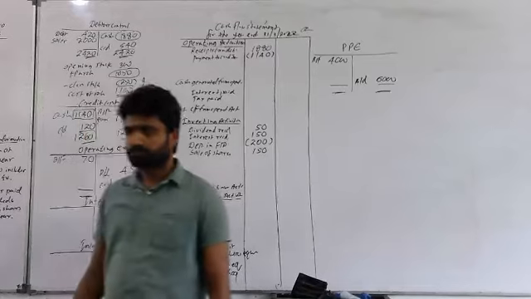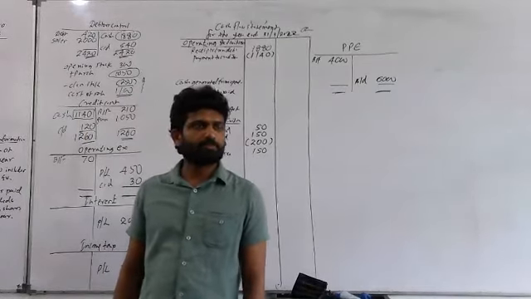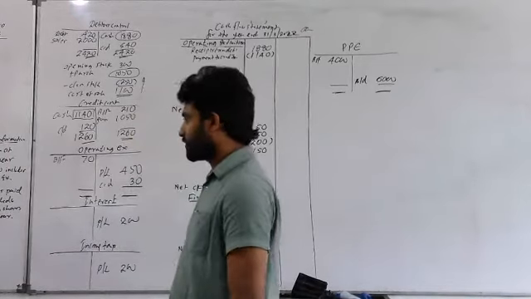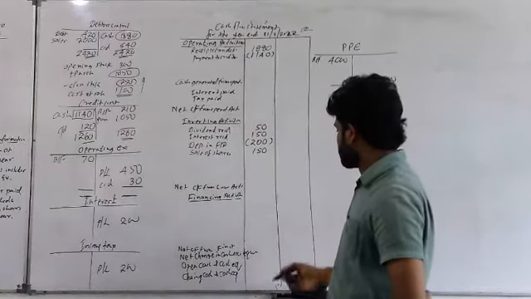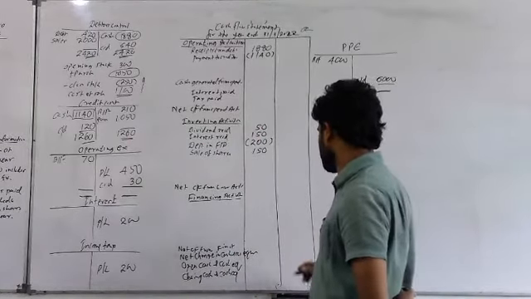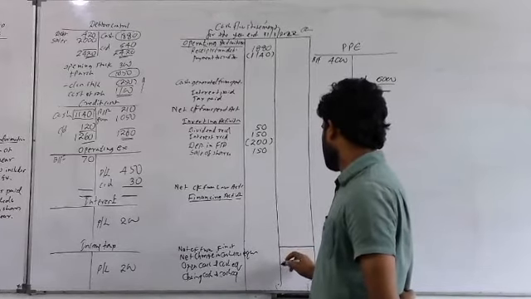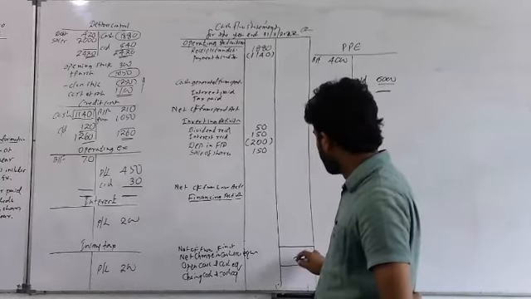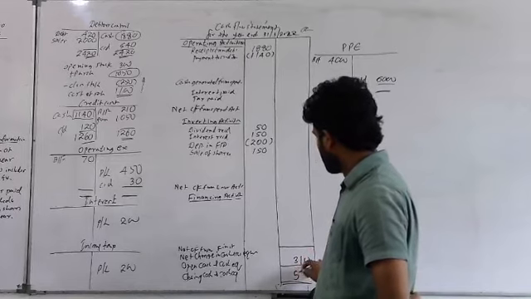Is it clear? There. Cash. What is the opening cash balance? 310. Closing balance? 530. In your cash flow statement, when you finalize this one, here you will get the net cash. That plus opening cash balance, how much? 310. So the closing balance will be 500.